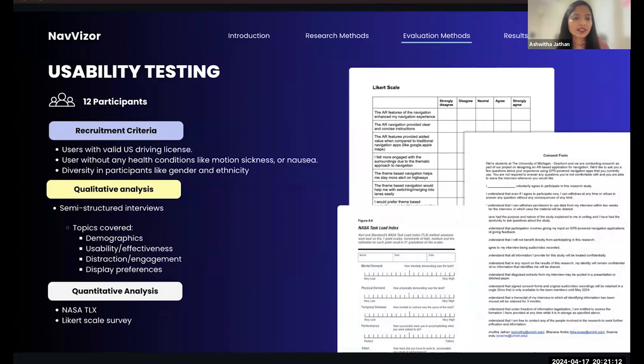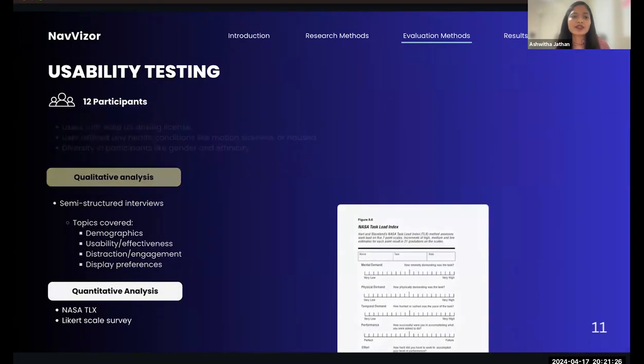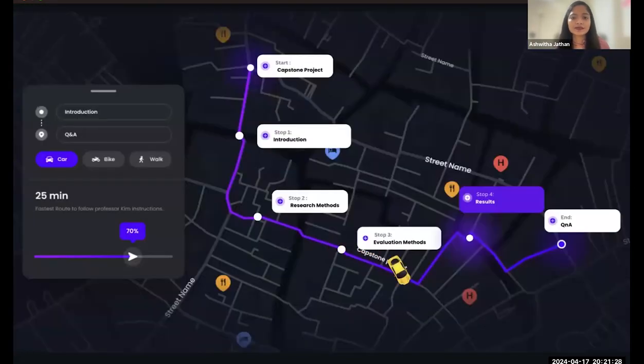At the end of the test, participants were asked a few questions related to their demographics, usability and effectiveness, what aspects of AR they found most and least distracting, and display preferences and any issues that they faced. I'll now pass it on to Swarna to discuss the findings.